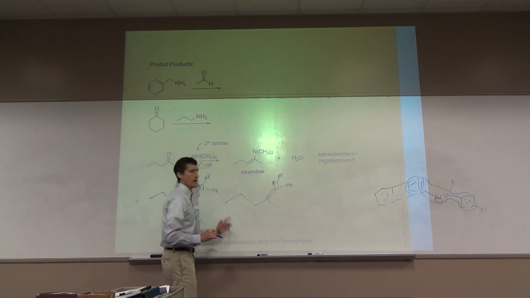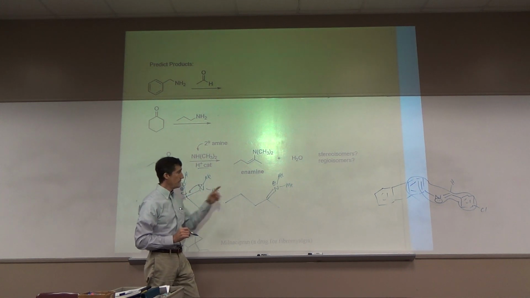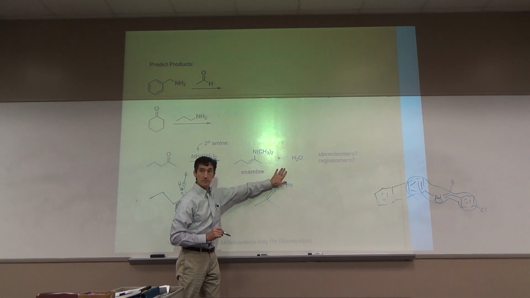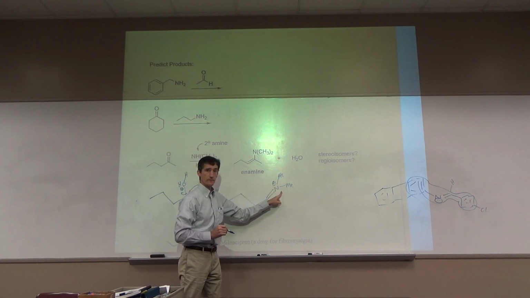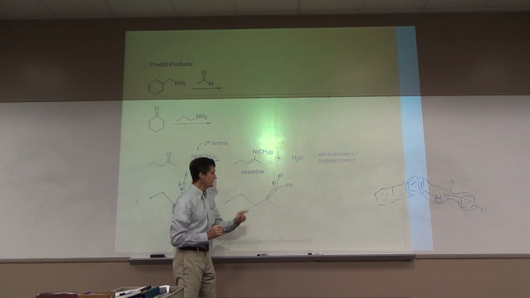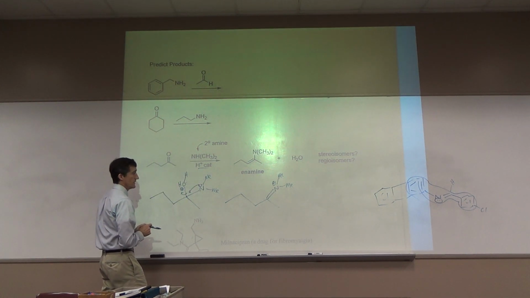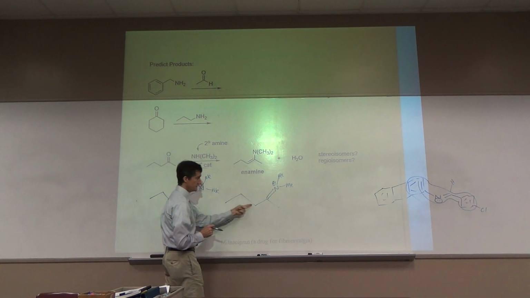Positive charge. Previously, same mechanism as before, except before we had another H at this point, and we lost the H to give our imine. But here, because we started with a secondary amine, there's no H left at this point. So how are we going to lose the other H? Where does it come from? Well, there's two here. There's only one there. It actually comes from here.